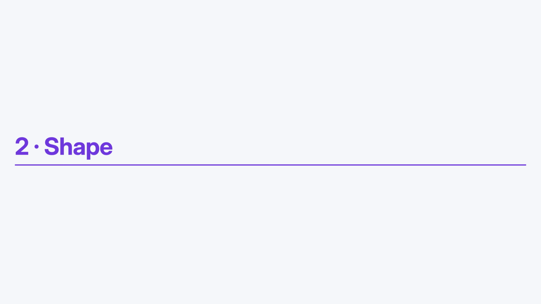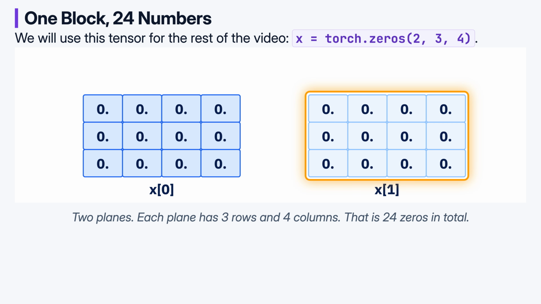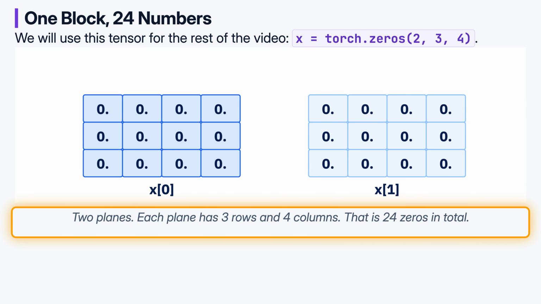Now the shape. The shape is the list of numbers that tells you how to read a tensor. Let's build one tensor and look at it from every side. We'll use this one tensor for the rest of the video. x = torch.zeros(2, 3, 4). Here's the first plane. And here's the second plane, so that's 2 planes. Each plane has 3 rows and 4 columns. 2 planes, 3 rows, 4 columns, and that's 24 zeros in total.